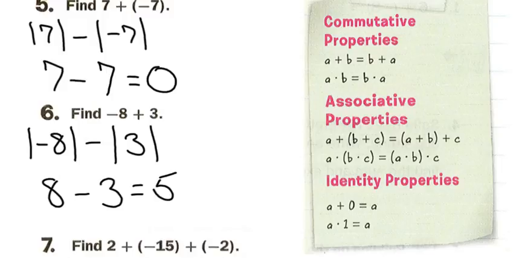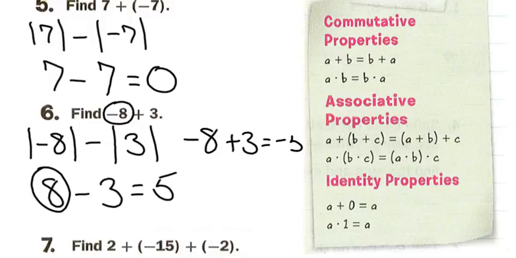But there's one catch. Remember, we said that whichever number has the negative sign to start with, if that number is larger, then that's the sign of your answer as well. So since negative 8 has a larger absolute value of 8, that means the answer will carry that negative sign as well. So negative 8 plus 3 equals negative 5.